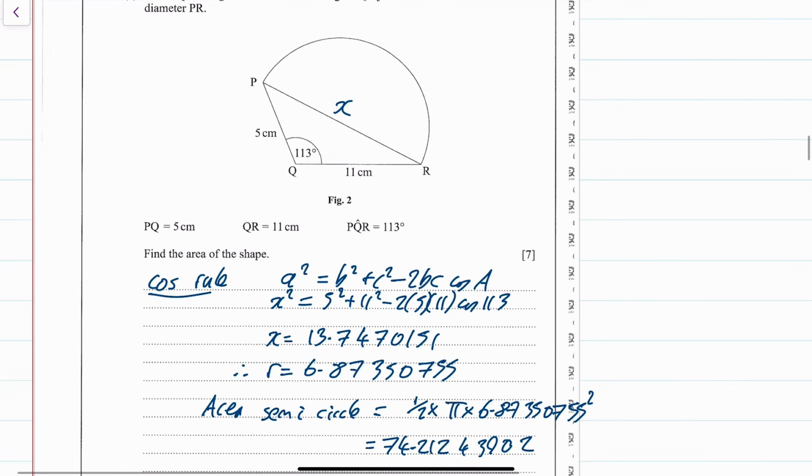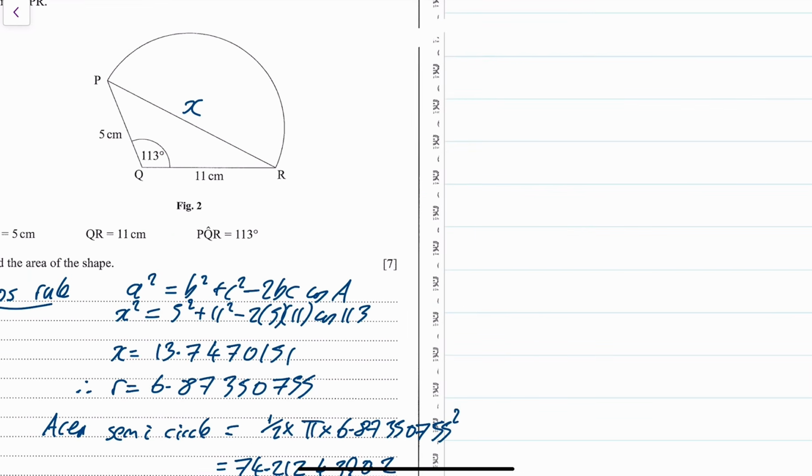Okay, right. I'm just going to do this up here, the next bit here, just so we can see our diagram.